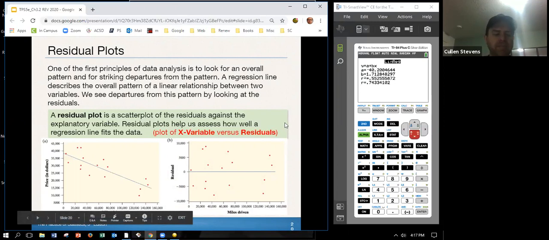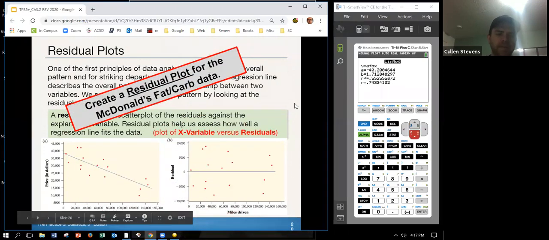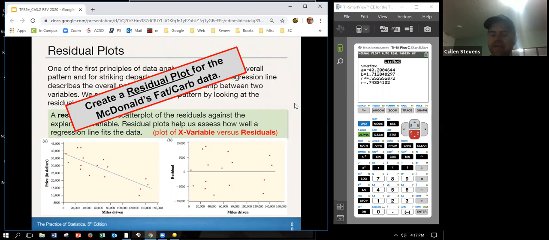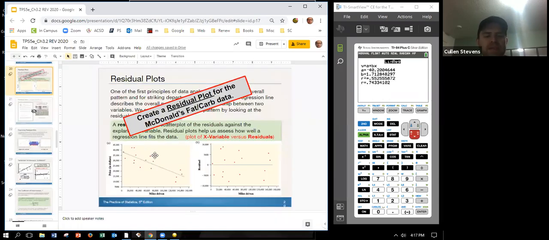Now I'm going to show you something really cool. I'm going to pop out of my presentation real quick. And then we can talk about a residual plot here for the McDonald's fat data. Okay. So really what I want to show you here is that this line of best fit and the residual plot, they have a really nice relationship. See this line of best fit here that's coming down, that's decreasing? In a residual plot, this line of best fit kind of becomes our horizontal axis.